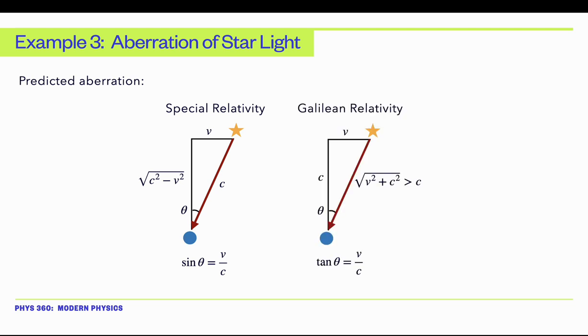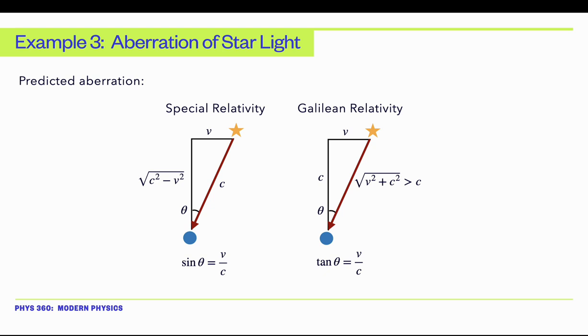In Galilean relativity, we simply add the velocity of light perpendicular along the y-axis to the horizontal component with v, and we find out that the diagonal here, the hypotenuse, the magnitude of the velocity is going to be the square root of v squared plus c squared. So this is a value greater than c, which again is prohibited by special relativity. So in this case, it's the tangent of that angle which is going to be v over c, instead of the sine of the angle.